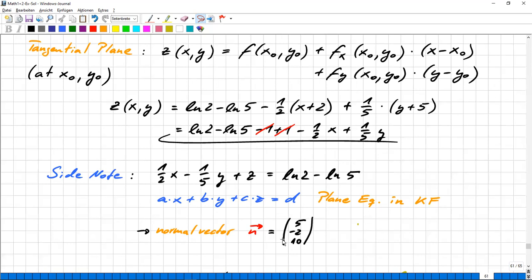In case you wonder about my numbers here, I just prefer whole numbers. Look, I could write down 1/2, -1/5, and then 1. But as you see, I can easily stretch this vector by a factor of 10 to get whole numbers. If I do so, I get 10/2, which is 5 here, -10/5, which is -2, and 10 for the z component. Very nice to see. This is the normal vector to this tangential plane of our function.